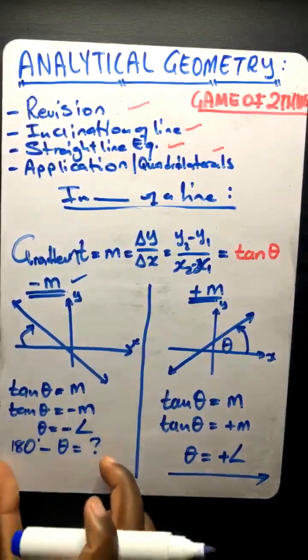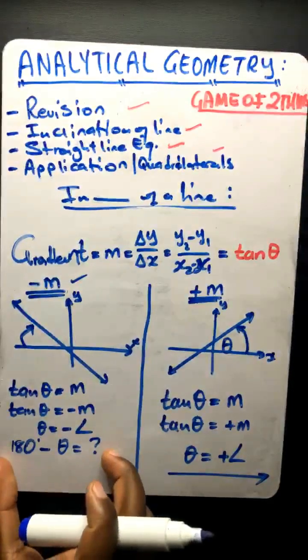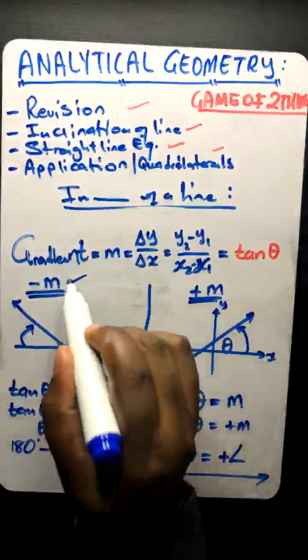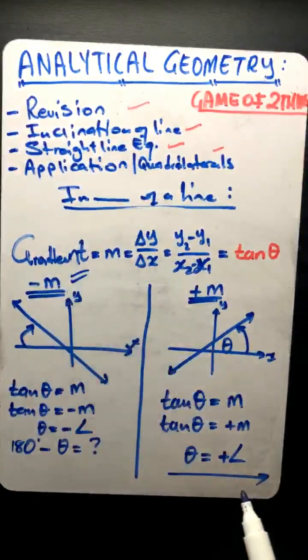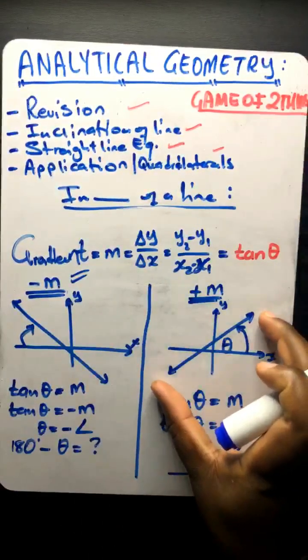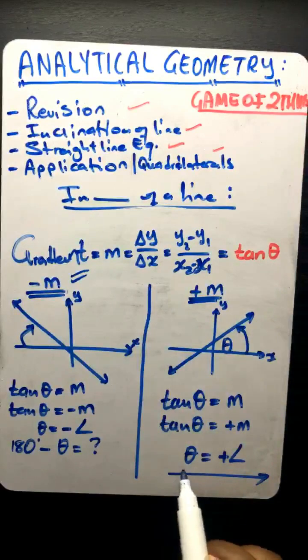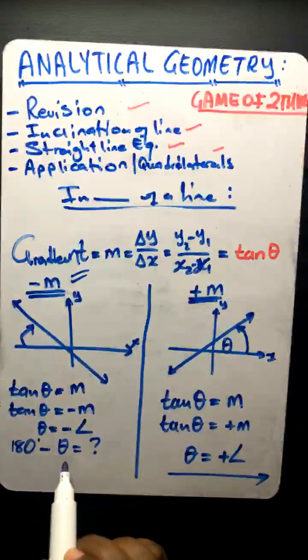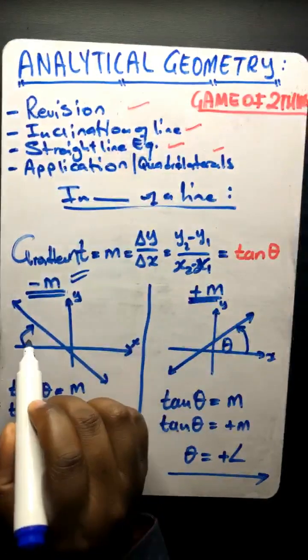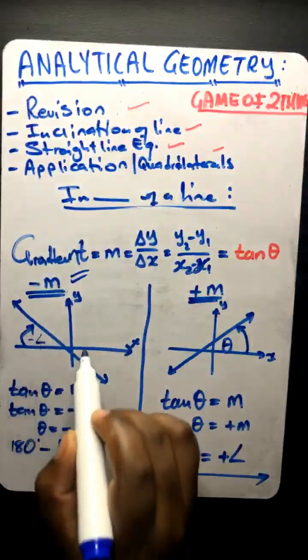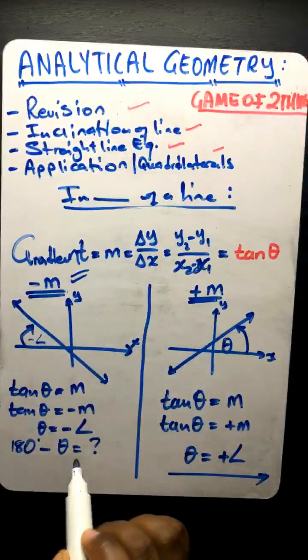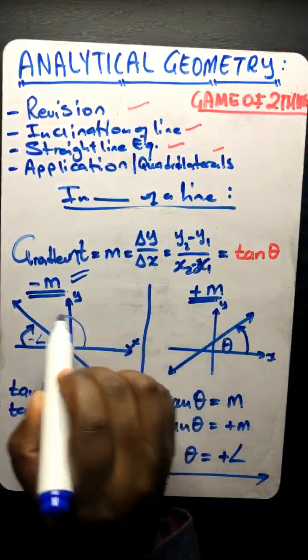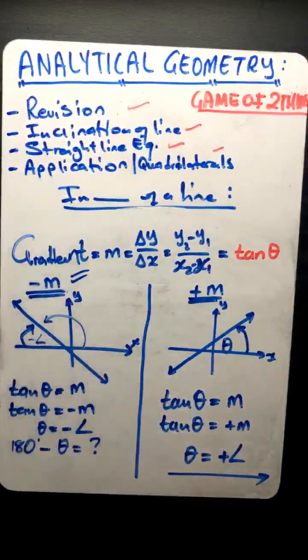You only pull out this formula the moment you realize you're dealing with a negative gradient. But for a positive gradient, it's going to give you a positive answer, which is the angle of inclination. But this one is going to give you a negative angle, which you know is not an angle of inclination, but you will need to say 180 minus that so that you know what that angle is.